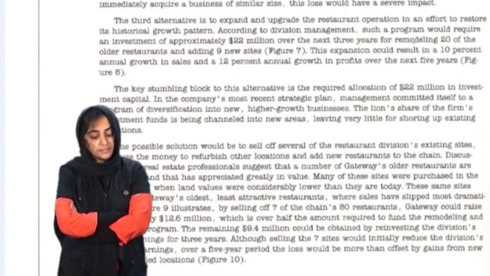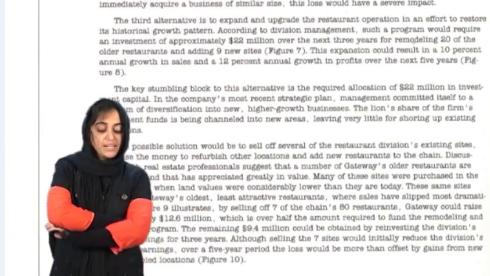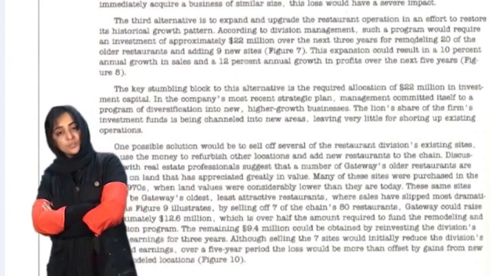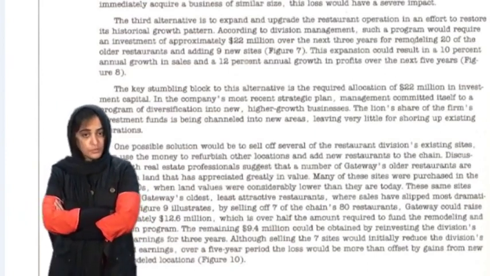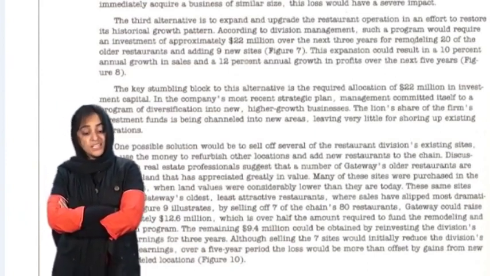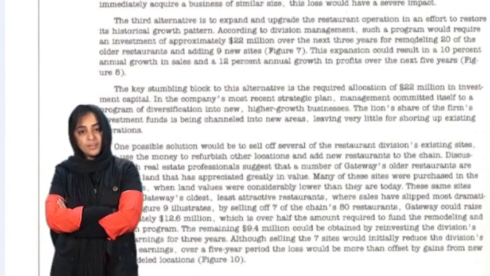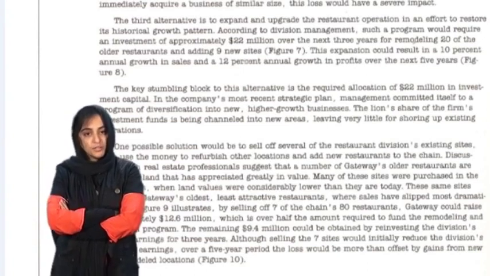The third option was to expand and upgrade the restaurant division, given by the authorities to Mr. Johansson. But for that he says that a sum of $22 million is required, which the company at the moment is not having. So it's not practically possible.